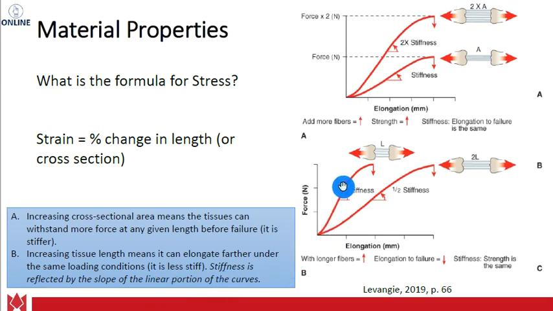If that doesn't make sense to you, I'll just put this in other terms: this is more like an uphill, and this is more of a gradual ramp. So if it's more gradual, there's less stiffness. If it's more vertical, there's more stiffness. And the stiffness is going to be related to how long it can elongate.